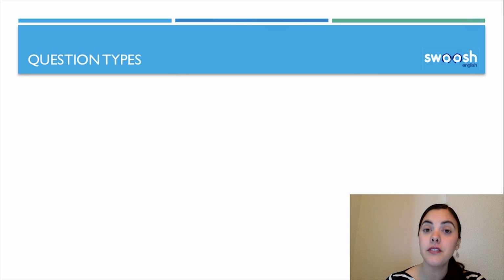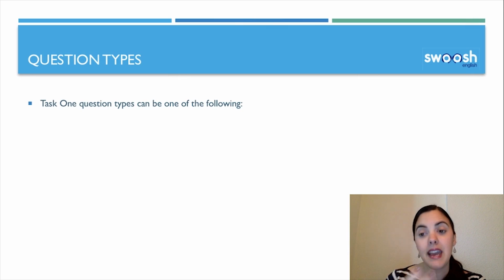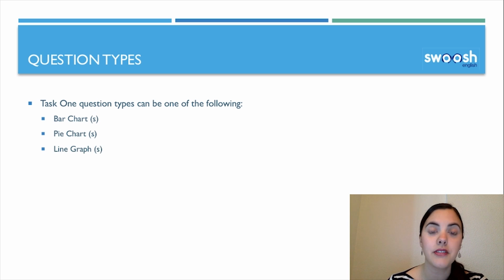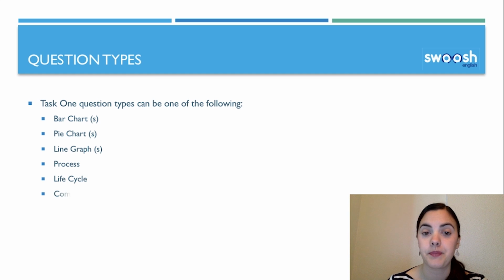So, let's have a look at the question types. You could have any of the following. Bar chart or bar charts, could be plural. Pie chart or pie charts. Line graphs, again. Process, this basically is a series of steps which describes a process by which something is made or produced usually. Or a life cycle of some kind of animal. Or a comparison diagram, usually a before and after.